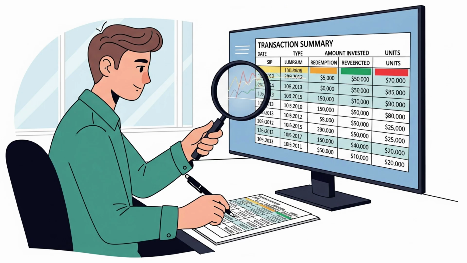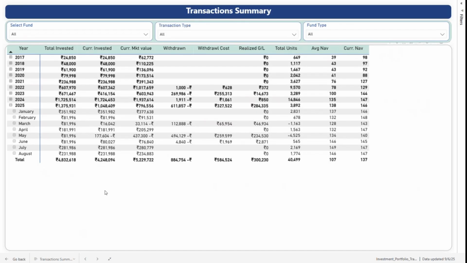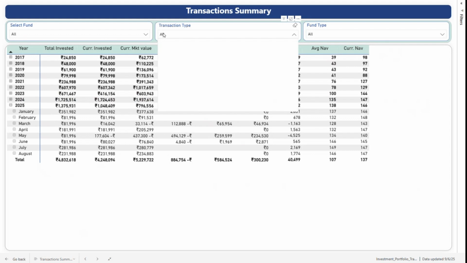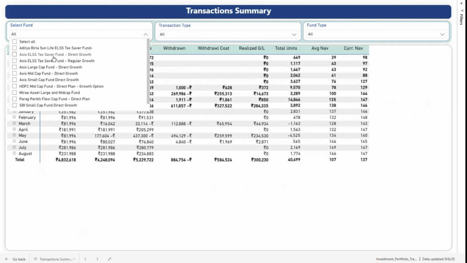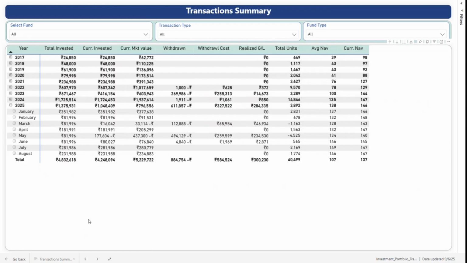And then finally, the transaction summary report. There are some corrections I have to do, which I will incorporate later. This basically tells you what your month was like, how much you are investing monthly, and lets you track your everyday transactions. You can track via SIP, lump sum or redemptions, and then regular fund or fund-wise and all the things.